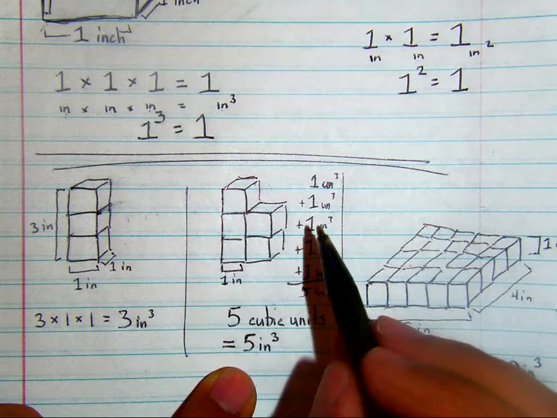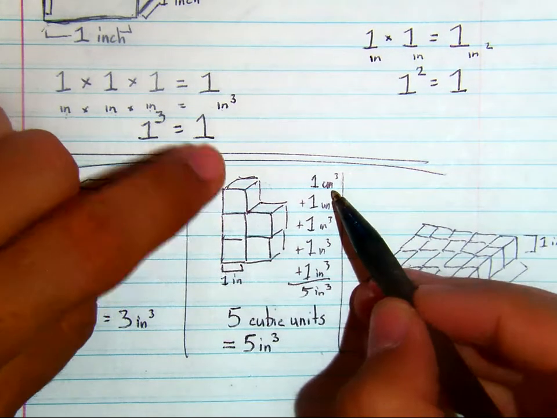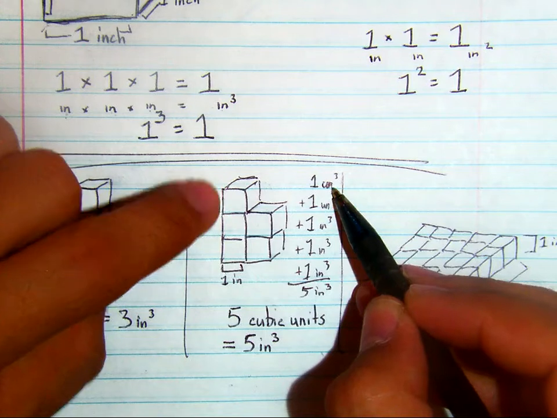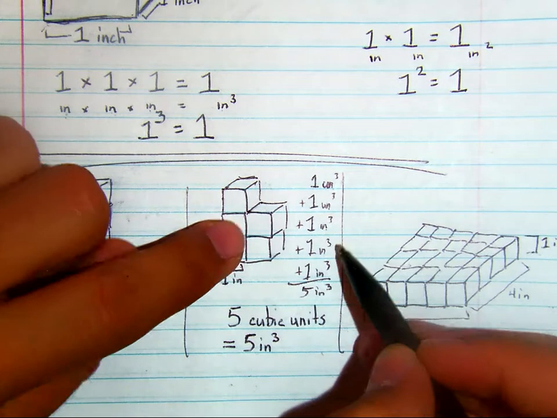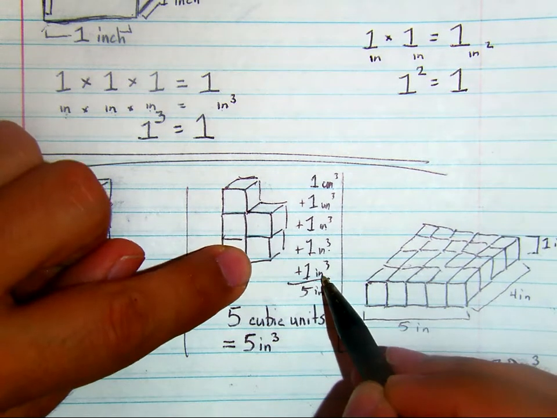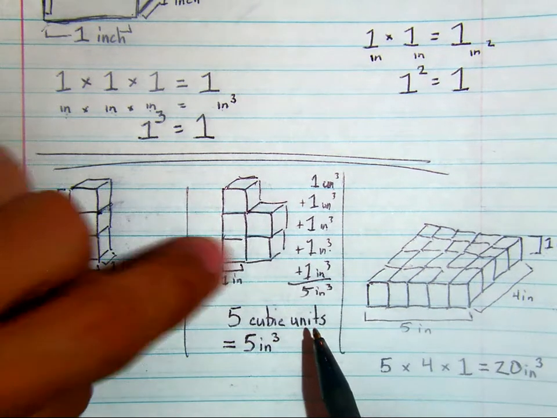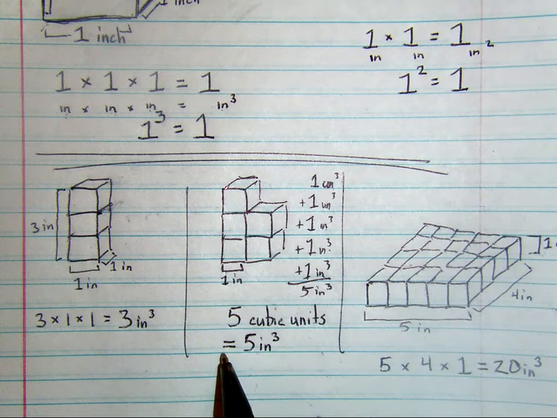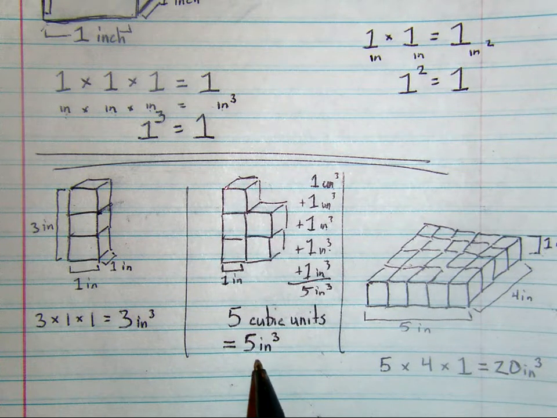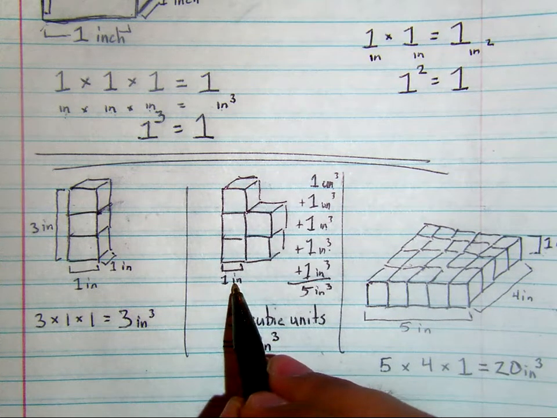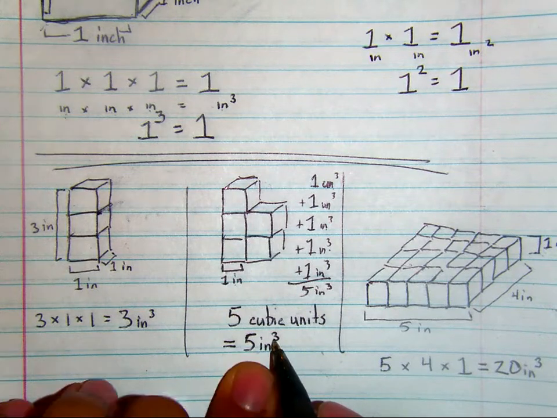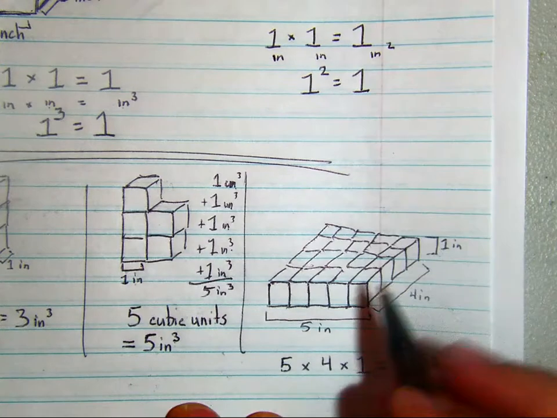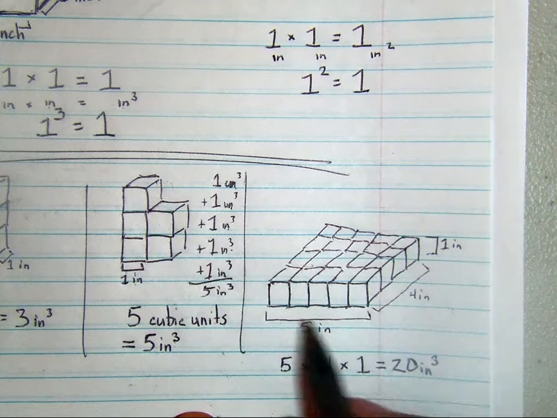Like this example, you're counting 1 cubic inch, 1 cubic inch, 1 cubic inch, 1 cubic inch, and 1 cubic inch. So literally counting each one of those gets you 5 cubic inches or units, which can be written as 5 inches cubed. Now this last example has quite a few cubes here in this little drawing.